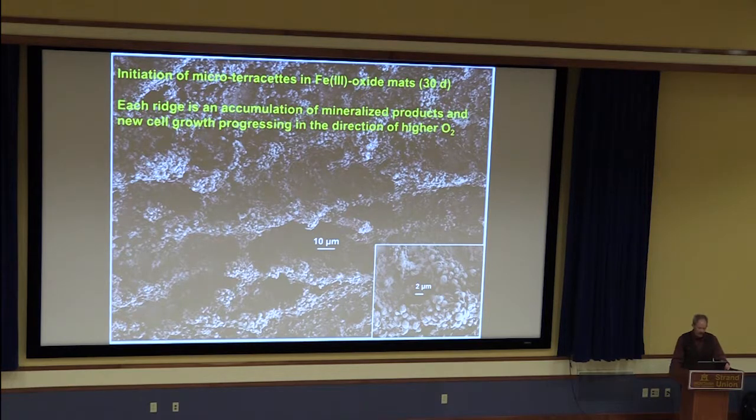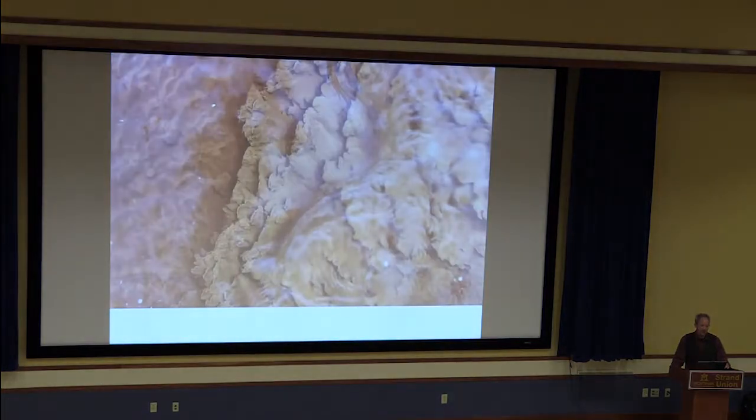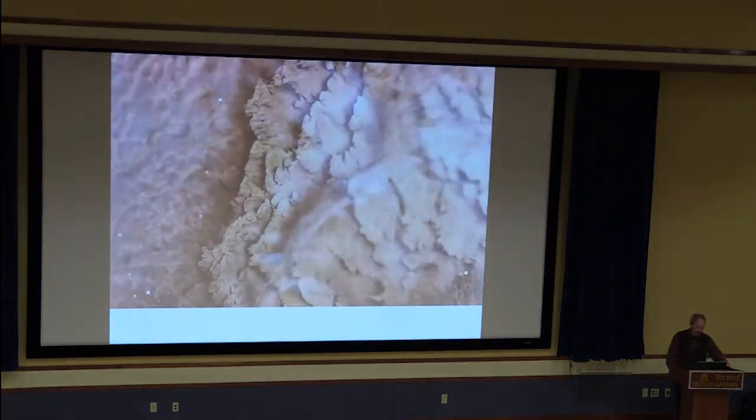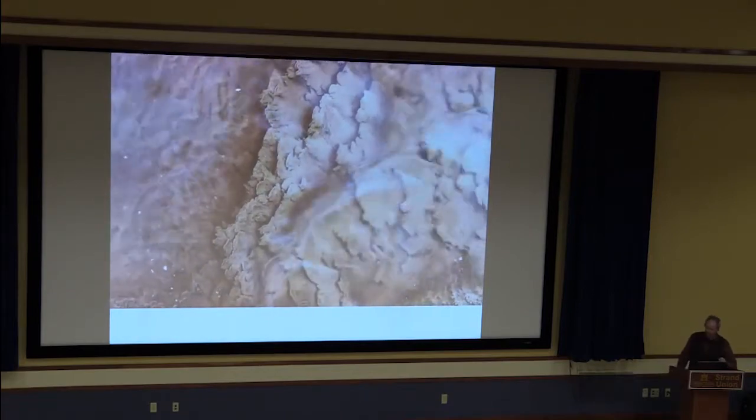But anyway, take a look at these ridges that form. After 30 days, you can start to see the iron oxides forming these microterracettes, we call them. Sometimes they're 20 microns apart. Notice that what they are is a bunch of cells. The ridges are actually cells growing up into the water, using the oxygen and oxidizing the iron. And here's a good example of what those terracettes turn into.